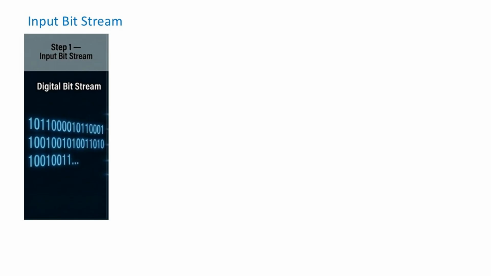We begin with a digital bit stream, which is a continuous sequence of zeros and ones. This is the most basic form of digital information inside any communication system. At this stage, the data has no structure for transmission yet. It's just raw binary information coming from sources like audio, video, or internet data. Before we can send it over a wireless channel, we need to process and organize it into a form that can efficiently carry information through a signal. So this bit stream is the starting point of QAM modulation, and everything we do next is about converting this simple sequence into a signal that can travel through the air.